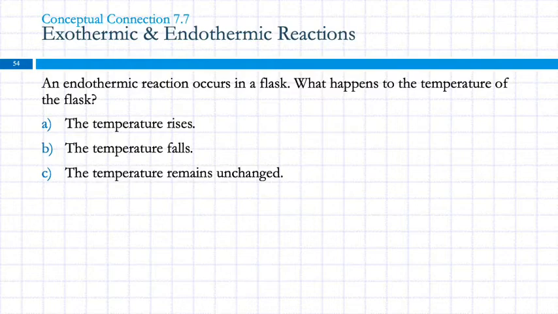Energy is going into the reaction. Where does that energy come from? The surroundings, the flask. So the temperature is going to fall. The flask gives energy in the form of heat to the reaction, and that causes the temperature of the flask to go down.